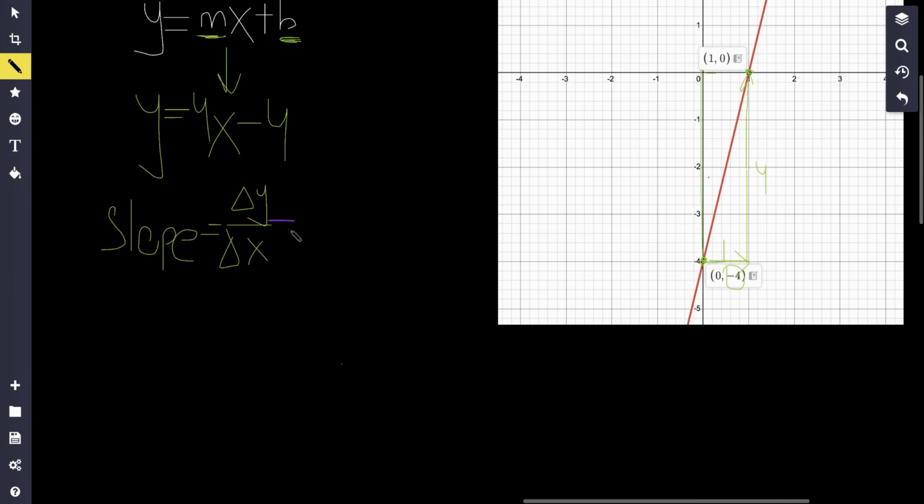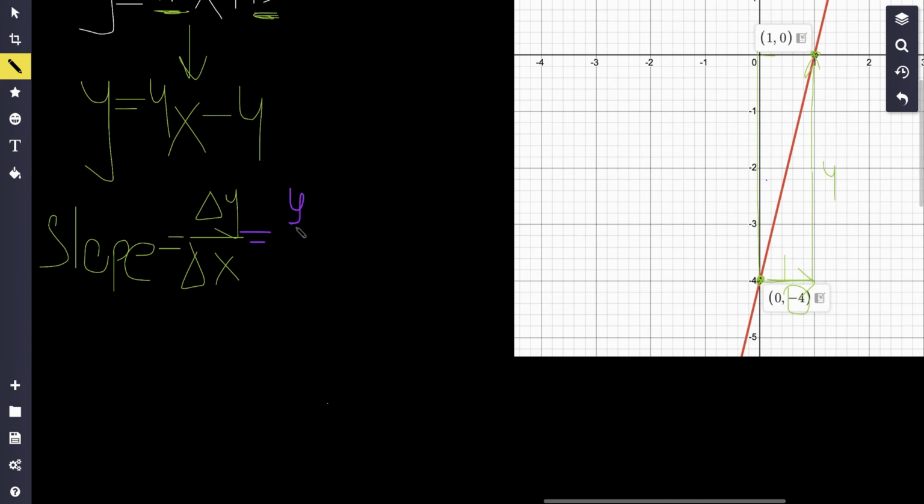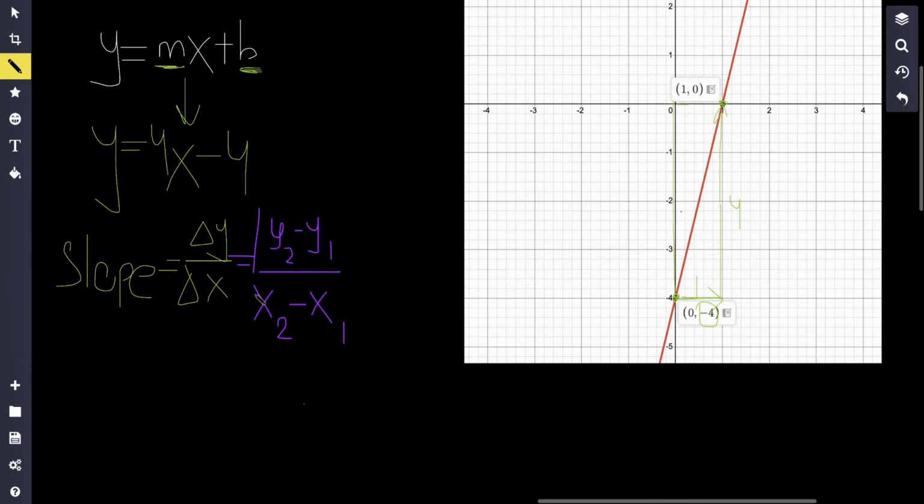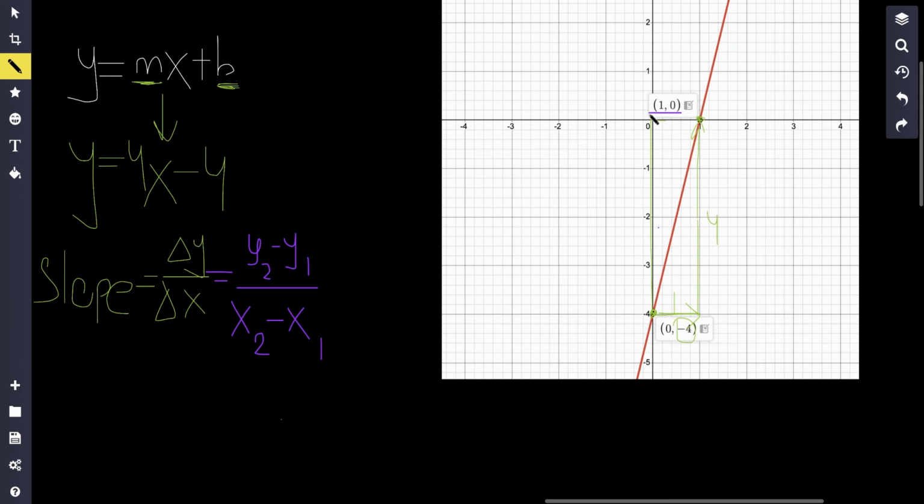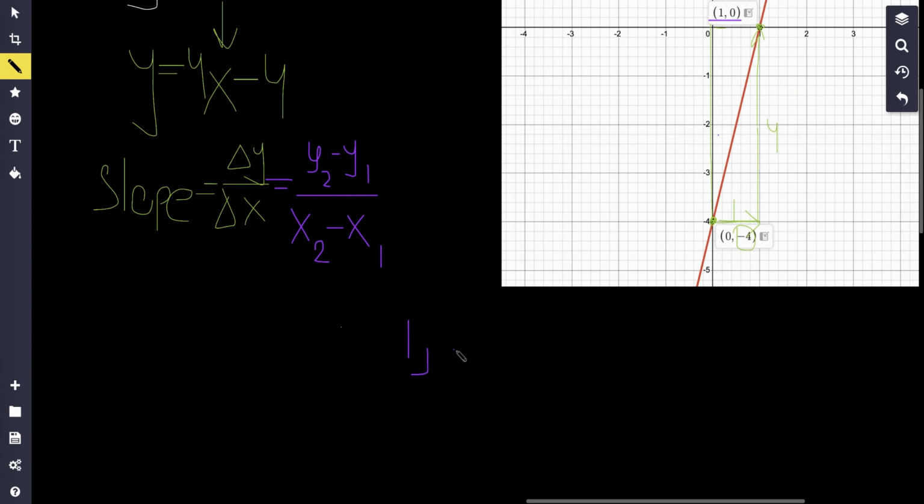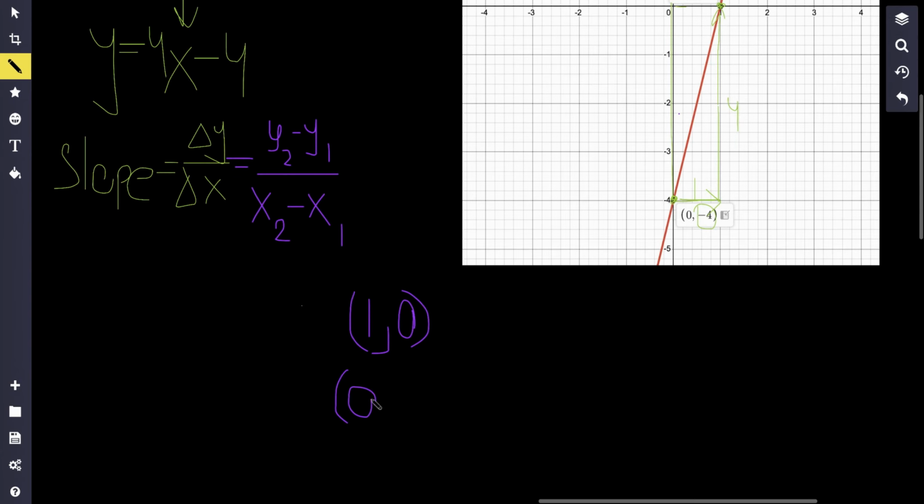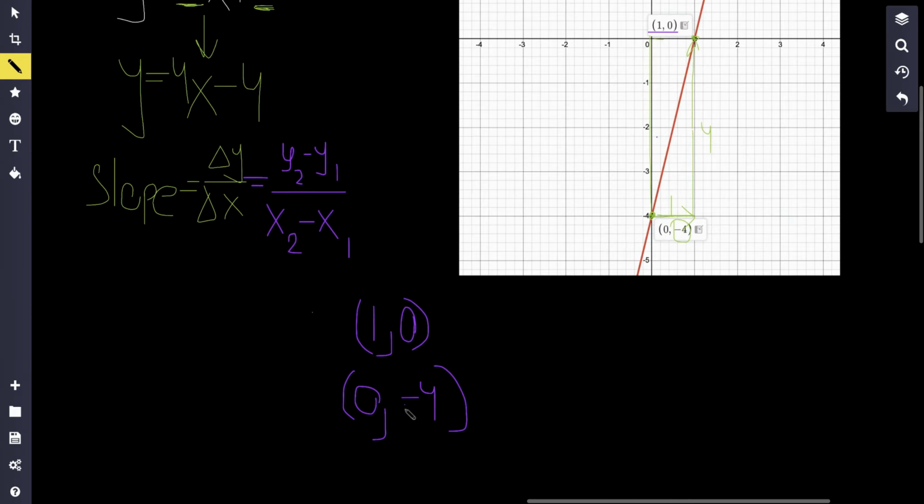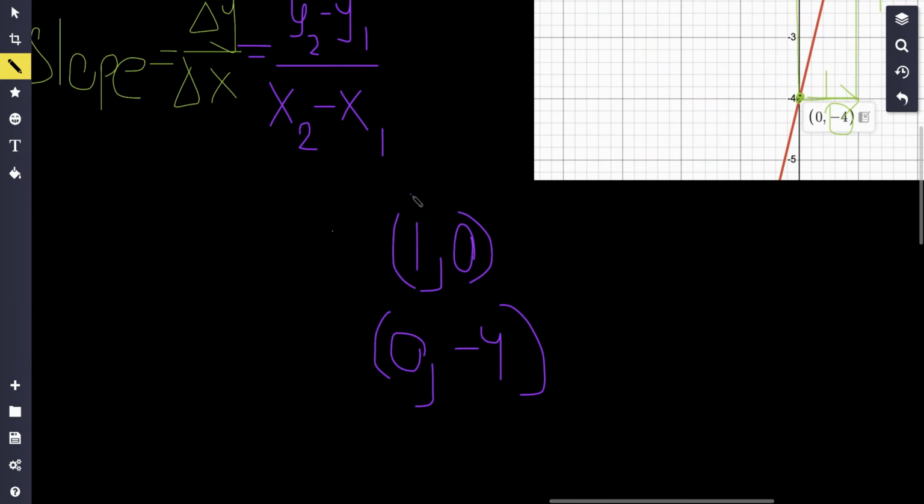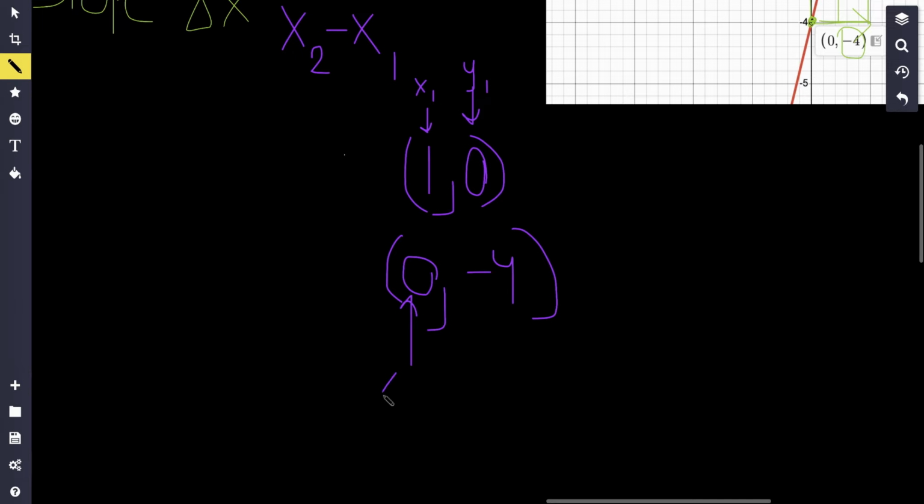Well, let's take a look at how to calculate slope using a formula. So this is going to be the formula for calculating slope. Now, notice how one of the points I have is 1, 0. And another point that I have on this graph is 0, -4. When x value is 0, the y value is -4. I can label these points. Let's just say this is x1. Let's say this is y1, because this is the y value of the first point. And let's call this x2, because this is the second x value, and this is the second y value.